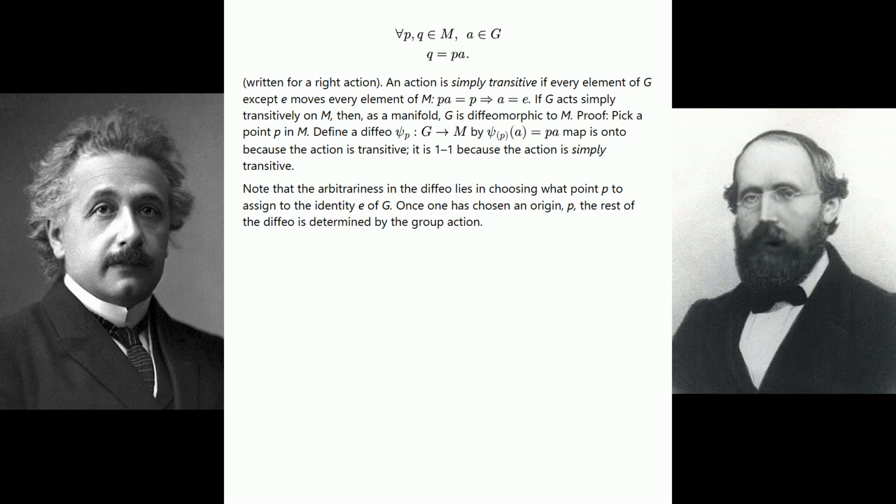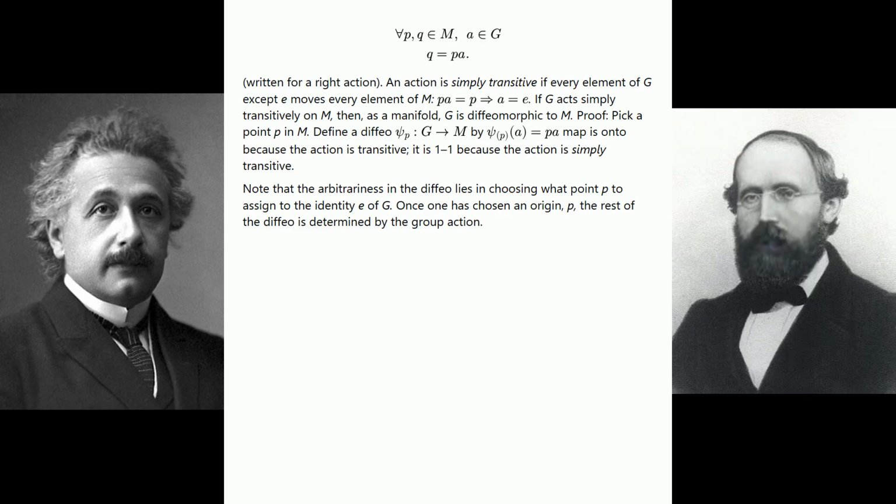If G acts simply transitively on M, then, as a manifold, G is diffeomorphic to M. Proof: pick a point P in M. Define a diffeo psi sub P: G → M by psi sub P of A equals PA. The map is onto because the action is transitive. It is one-to-one because the action is simply transitive.